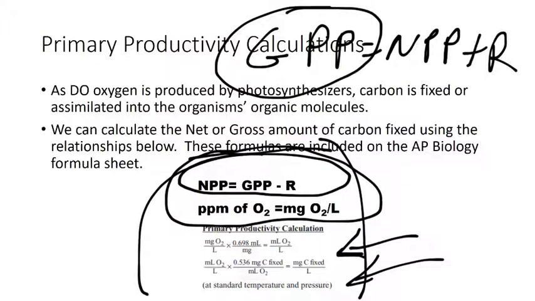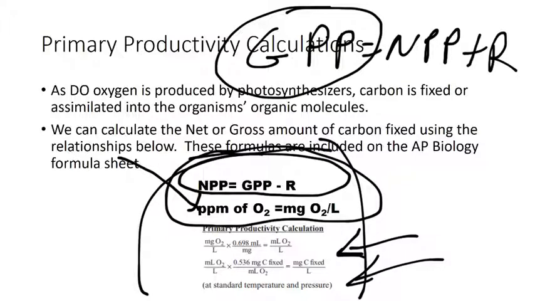One conversion factor to be familiar with: very often when we're talking about dissolved oxygen, it's going to be measured in what's called ppm, which stands for parts per million. 1 ppm is the same as 1 milligram per liter. So don't let that confuse you. 1 ppm is the same as 1 milligram per liter.